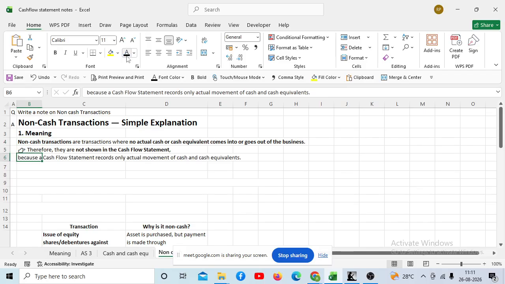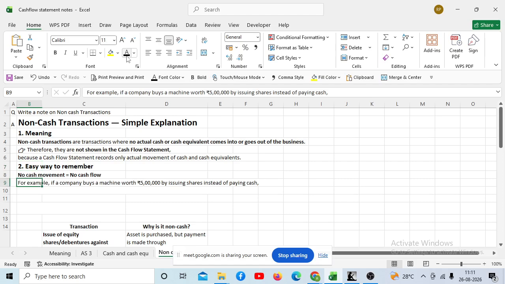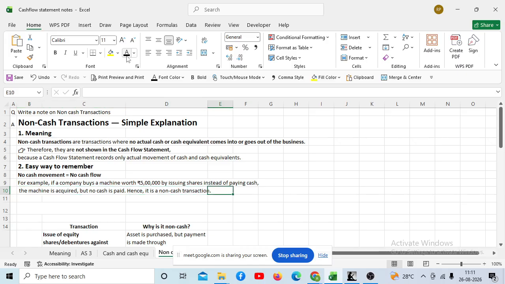So that's the reason such transactions will not be shown in the cash flow statement, because a cash flow statement records only the movement of cash and cash equivalent, right? Because the purpose of the cash flow statement is to show the movement of cash and cash equivalent. And since there is no flow of cash, such type of transaction will not be coming in the cash flow statement. Easy way to remember, no cash movement means no cash flow. For example, if a company buys a machine worth rupees 5 lakh by issuing shares instead of paying cash, the machine is acquired but no cash is paid, hence it is a non-cash transaction.